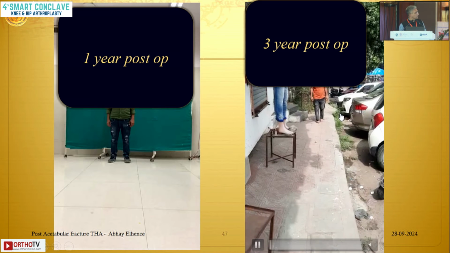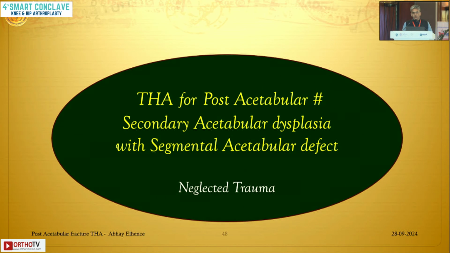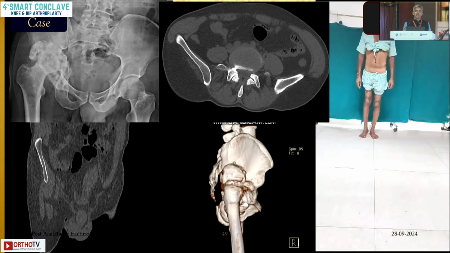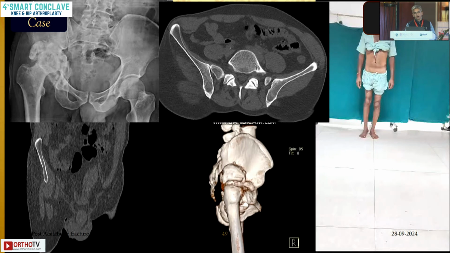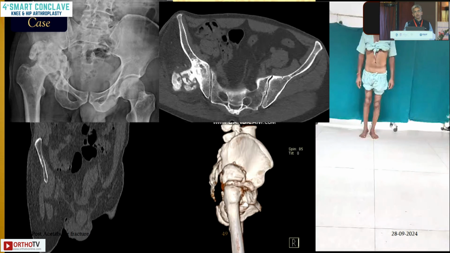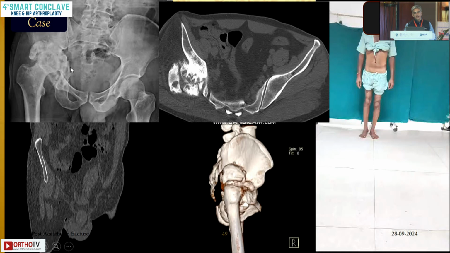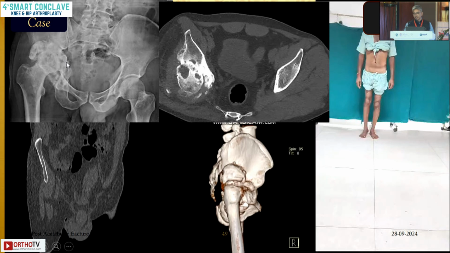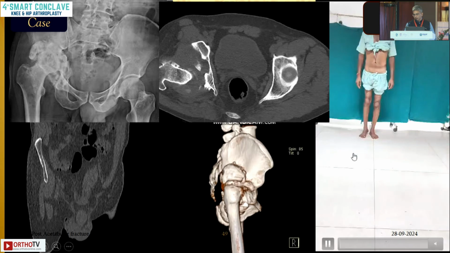Just finishing. Post-acetabular fractures can also present with secondary acetabular dysplasias, like this patient, who had an acetabular fracture and kept walking on it for about a year. Funnily and thankfully, when he presented to us, he had very significant bone formation even on the medial wall. And as you see, we used this to our advantage.